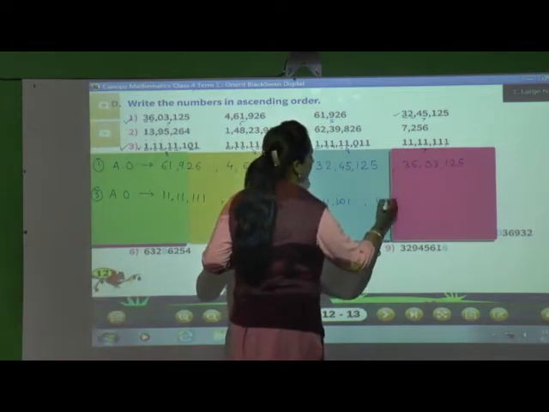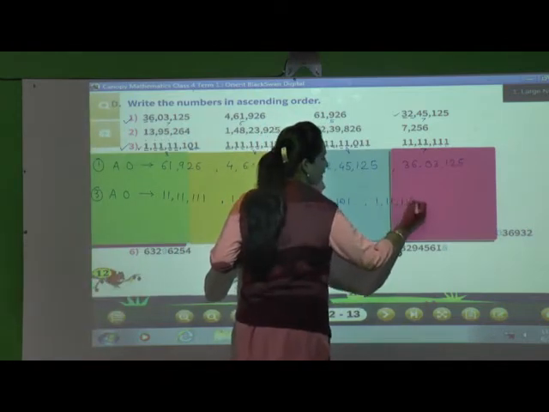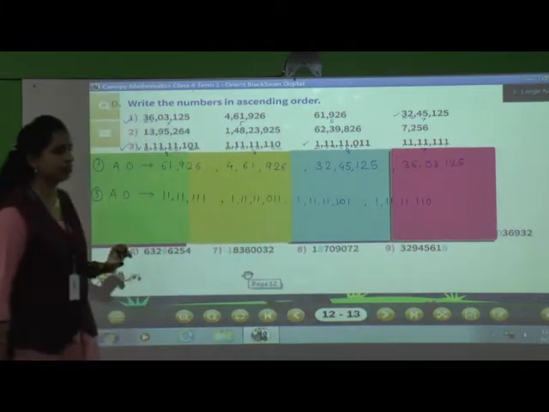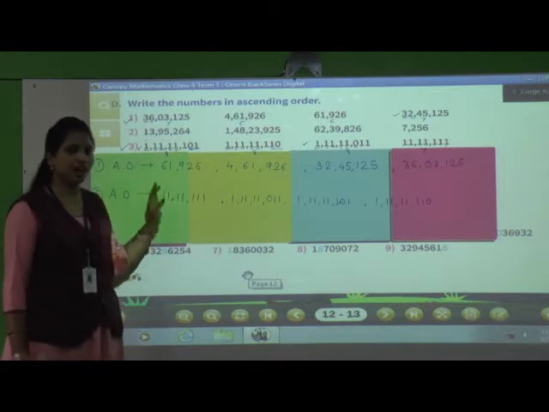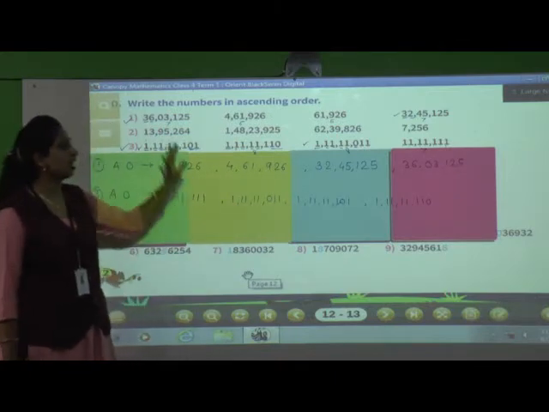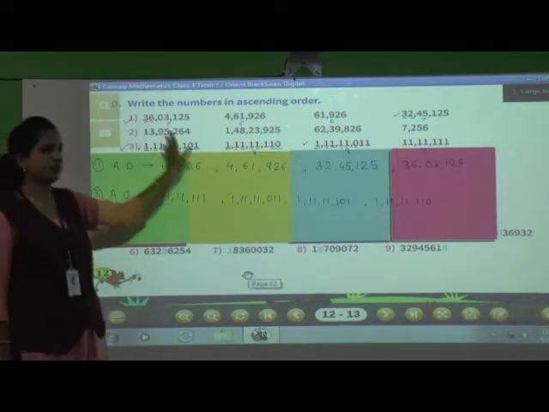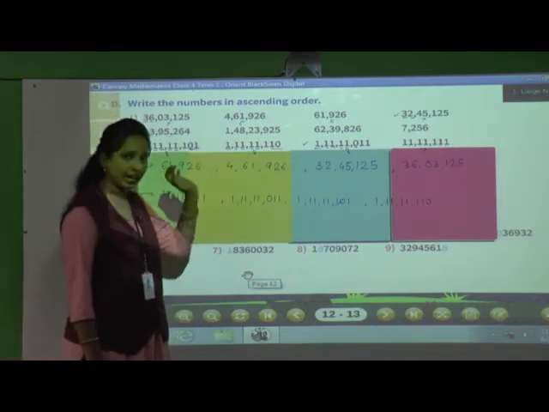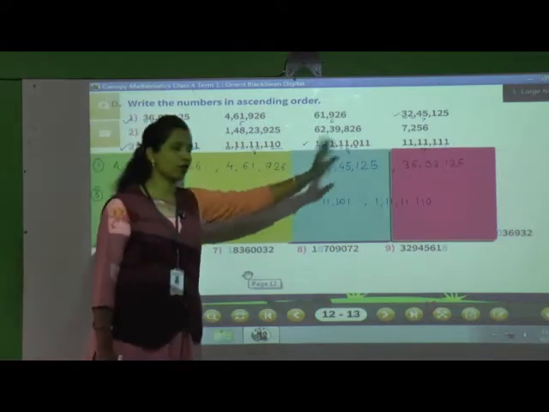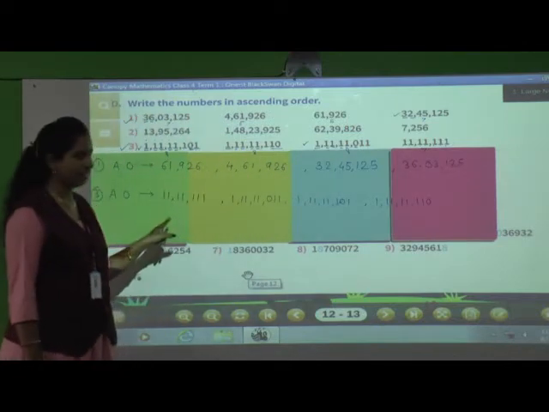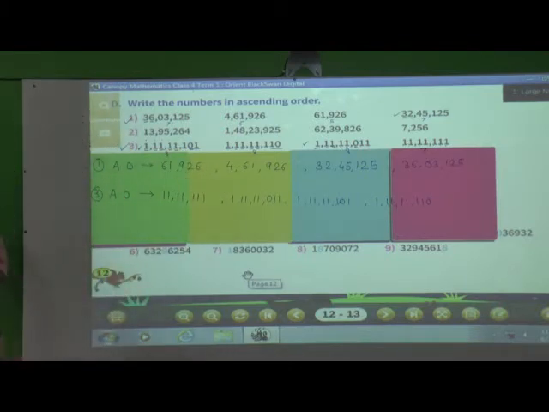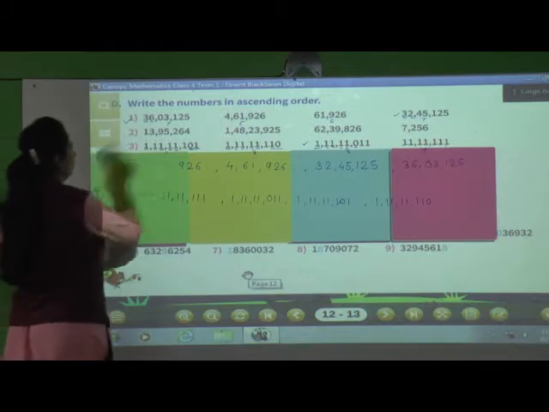So at last this number will come. That is 1 crore 11 lakh 11,110. Clear, students? Ascending order means we have to arrange the numbers from smallest to largest. Now these are very big numbers like 5, 6, 7, 8 digit numbers. So in that case first you have to write in short how many digits the numbers have, then you solve. Okay? Understood till here? Shall we move to the next question?